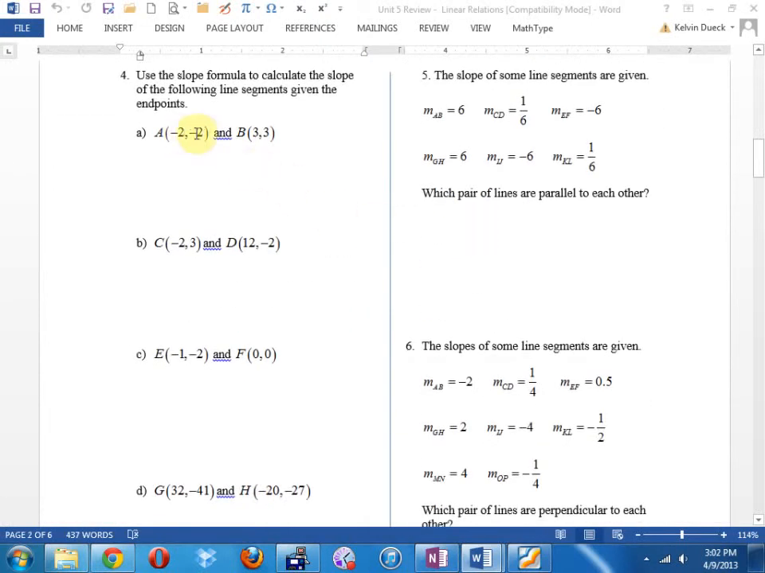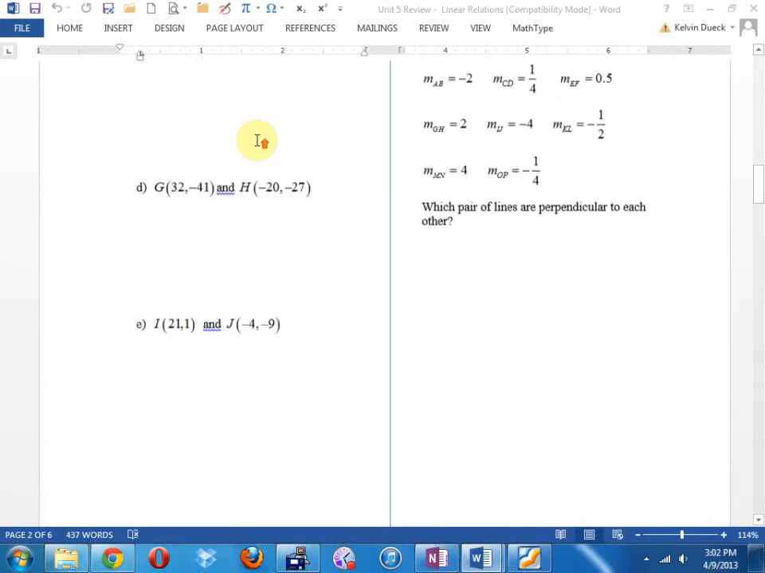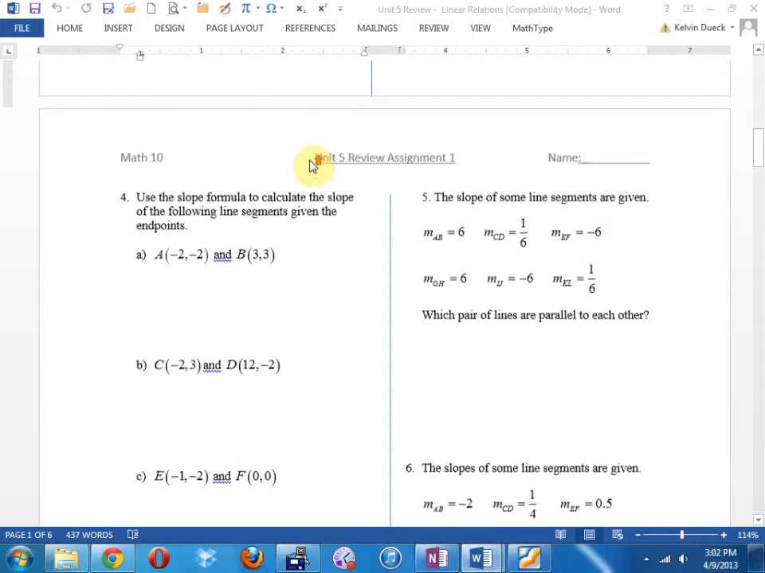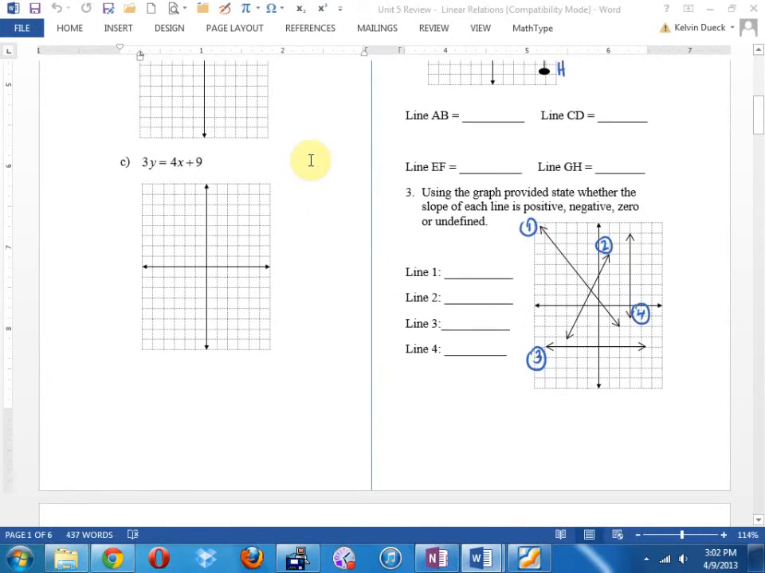I'll ask you to find the slope of some lines. I'll ask you to find the slope of 2 points. Definitely, that's fair game on your test. So like number 4, totally fair game. I will expect you to know which slopes are positive, which slopes are negative, and which specifically slopes are 0 and undefined. 0 and undefined are vertical and horizontal.